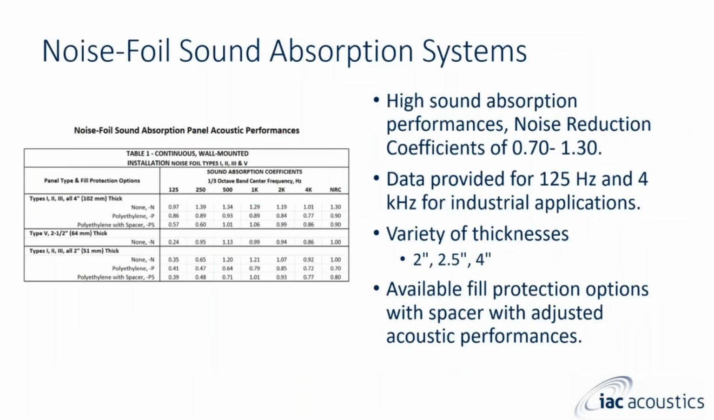IAC Acoustics produces several different types of sound absorptive panels, and each of them has their own purpose and their own application where they work the best. All of the sound absorptive panels consist of a perforated metal face sheet in front of an acoustic glass fiber absorber. The panels are available in a variety of thicknesses, and they're also available both with and without wrapped fill, and also with and without an acoustic spacer.